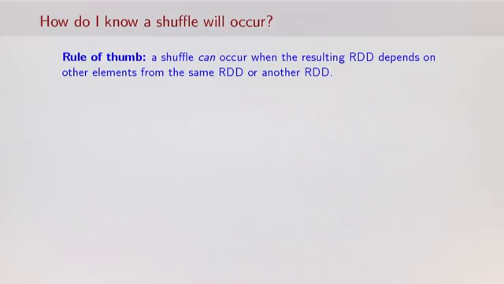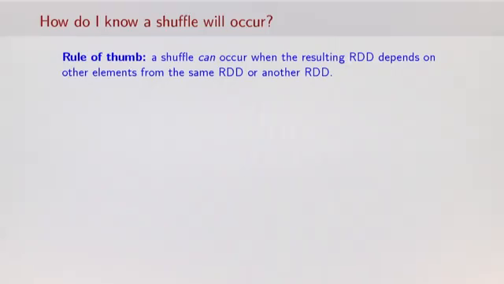Well, there's a simple rule of thumb to try and remember to determine when a shuffle might occur. A shuffle can occur when the resulting RDD depends on other elements from either the same RDD or another RDD. So certain operations like join, just given how they fundamentally work, should be depending on data from other parts of the same RDD or other RDDs. This should, by default in your mind, trigger some sort of warning that, aha, shuffling could occur. What can I do to reduce it?